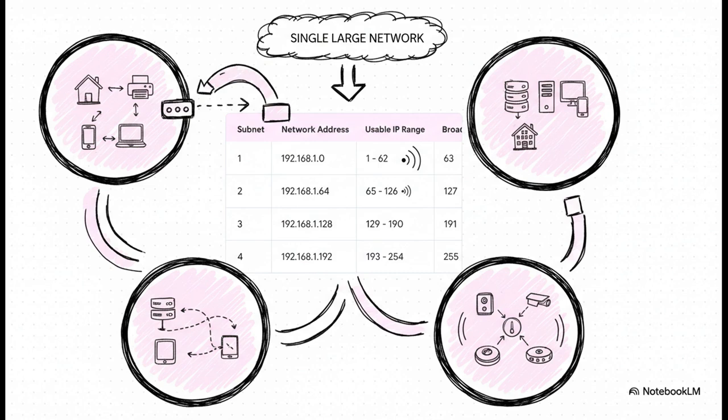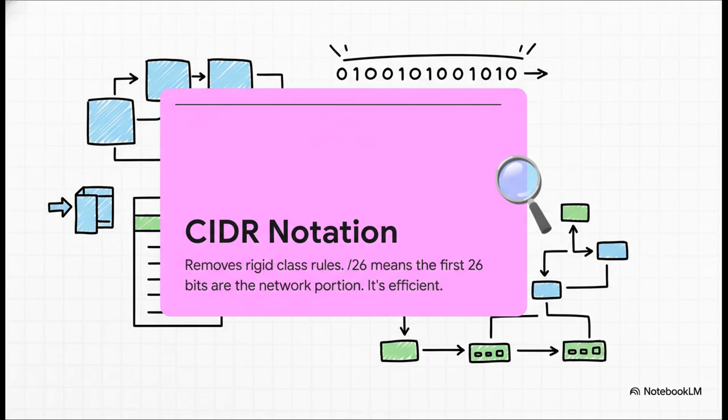Each one has its own network address, its own range of IPs you can actually use, and its own broadcast address. Total organization. By the way, that slash notation we've been using, like /26, that's called CIDR, classless interdomain routing. You've got to know that term. It's simply the modern way of saying exactly how many bits are in the network portion of the address. It's what gives us the flexibility to create subnets of pretty much any size we want.